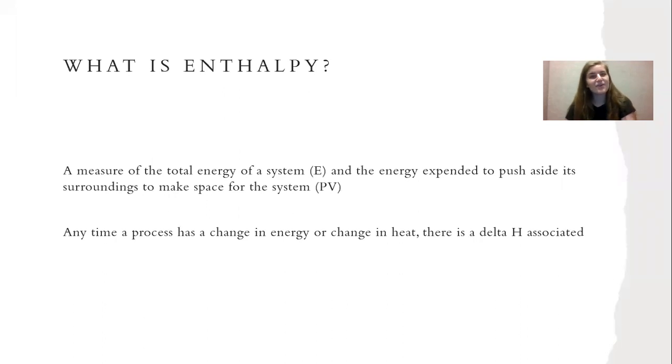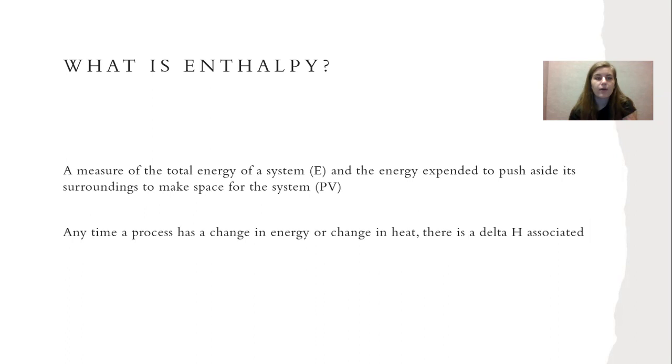So we're going to start off with a little bit of a general overview of enthalpy. I really like this definition because it makes the transition to the mathematical definition a little easier. Enthalpy is a measure of the total energy of a system, E, and the energy expended to push aside its surroundings to make space for the system. The second half is PV.